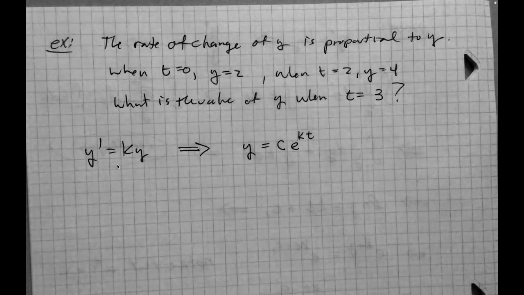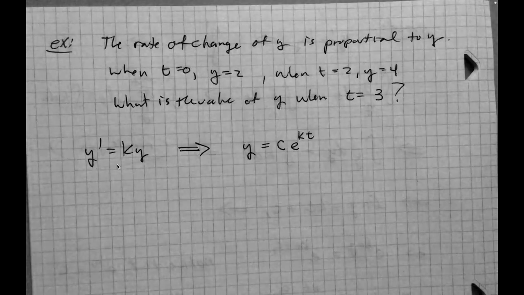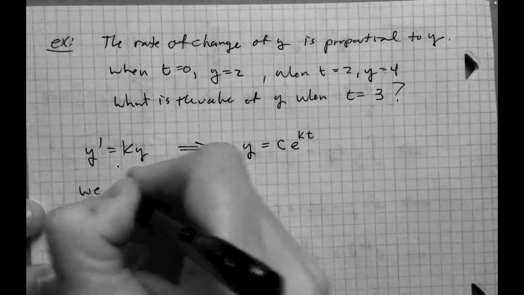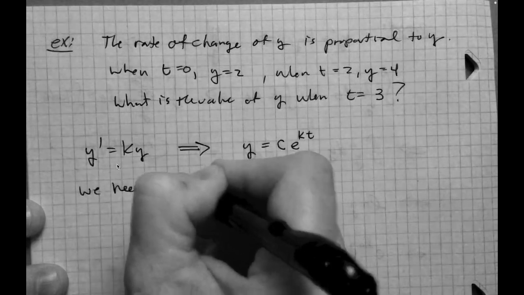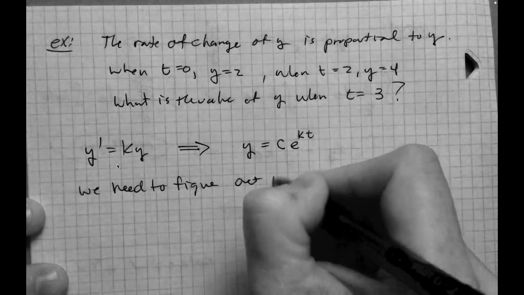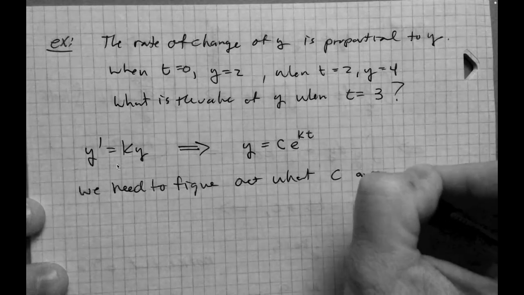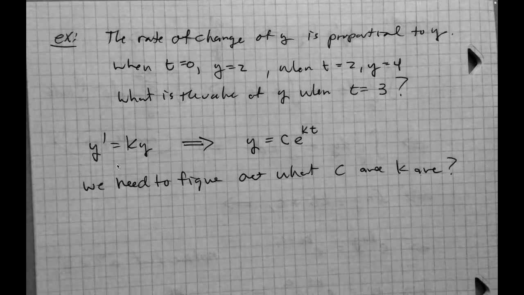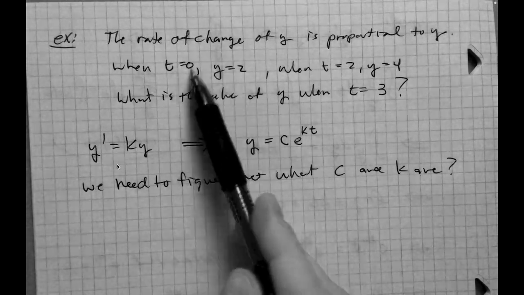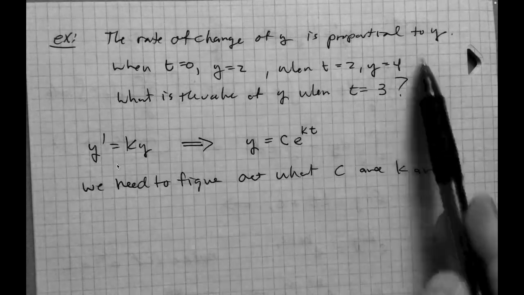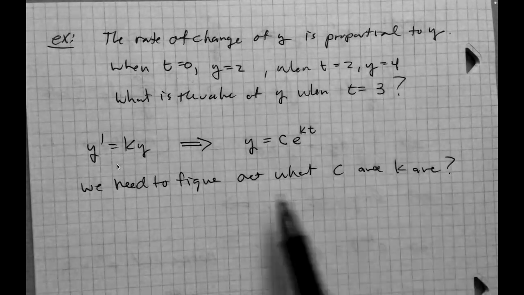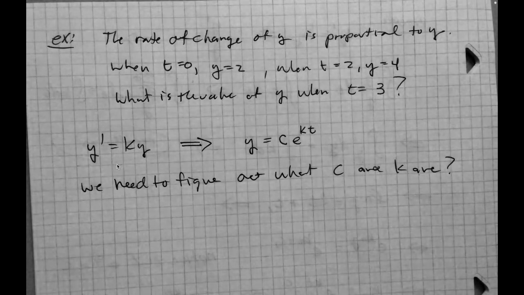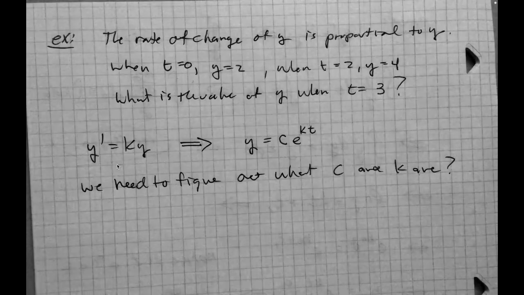So what we need to know is we need to find the values of c and k. Okay, so we need to figure out what c and k are. We're kind of given two sets of conditions, and that makes sense because we have basically two unknowns. So we're going to need two equations to solve for two unknowns, and that's what we're going to use.